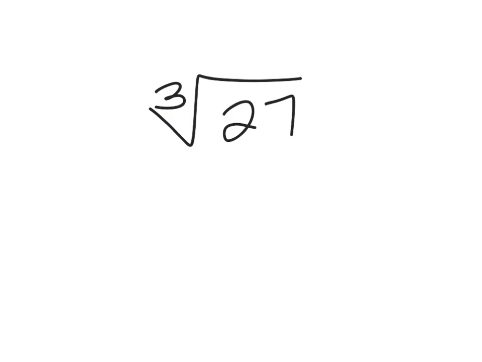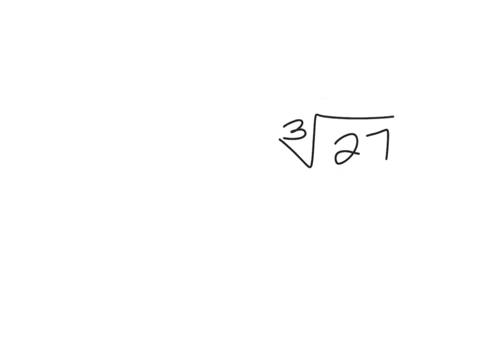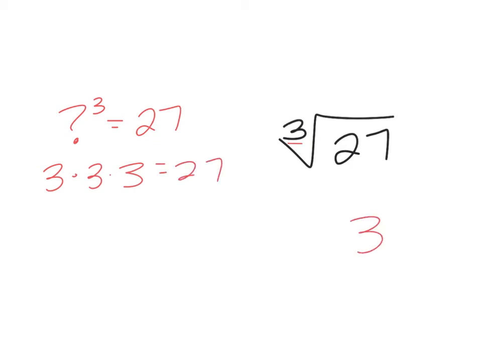So the cube root of 27. Notice the cube root has a little 3 right there. So this is saying, what to the third power is 27? Okay, and we know that's 3, right? Because 3 times 3 times 3 is 27. So this answer is 3.